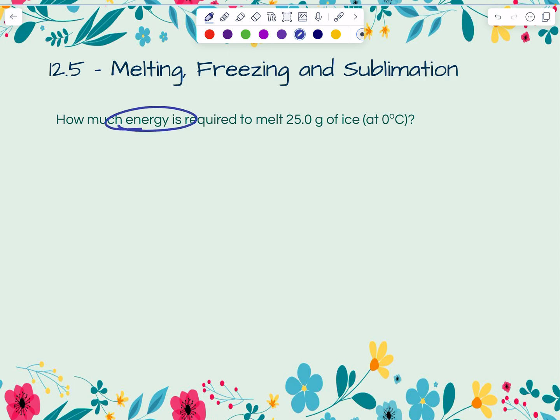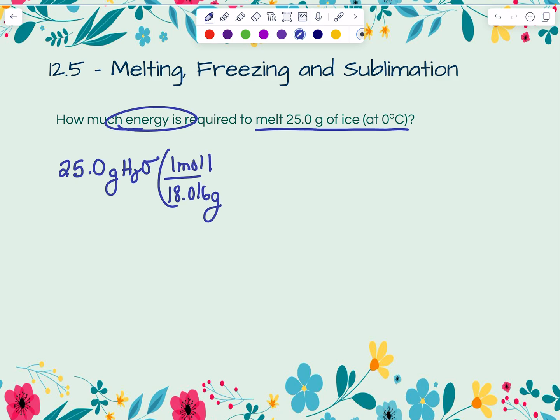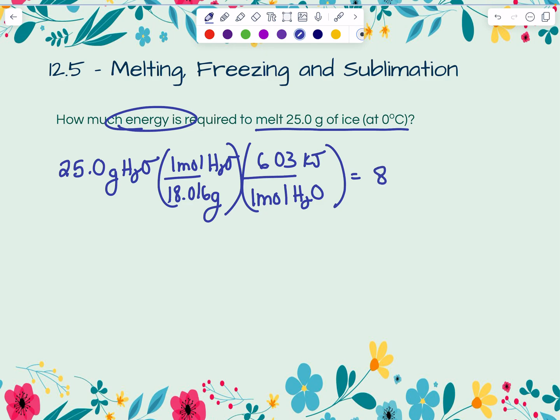So it says how much energy is required to melt 25 grams of ice. So 25.0 grams of solid water. The data table tells me that these are all in terms of moles of water. So the first thing I need to do is convert to moles of water. And then the table tells me that 1 mole of water will require 6.03 kilojoules of energy to melt. And to 3 significant figures, that rounds to 8.37 kilojoules. That's how much energy I would need to add in order to melt that much ice into liquid water.